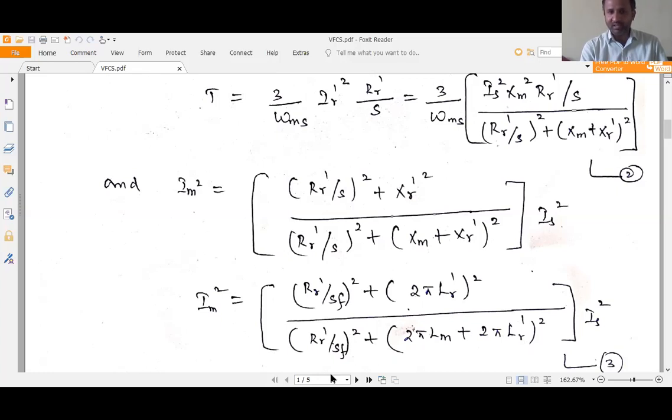And here the slip, which we can refer to as slip referred to rotor side, that is SF. So here the value of Im depends upon the inductance value and the frequency value. So consider this as equation number 3.